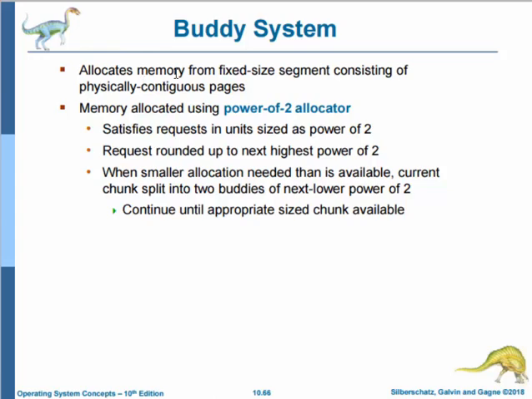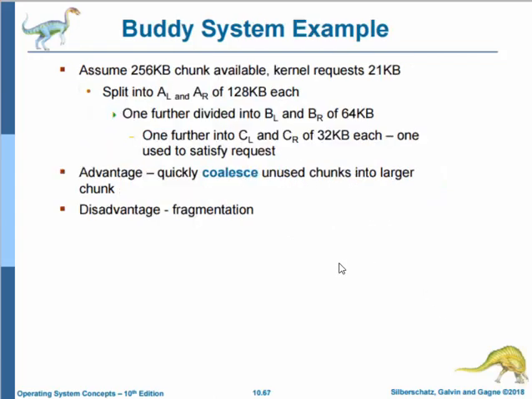In the buddy system, the kernel allocates memory from a fixed-size segment consisting of physically contiguous pages, wherein the memory is allocated using a power-of-2 allocator, which satisfies requests in units sized as a power of 2, and the request is rounded up to the next highest power of 2. When a smaller allocation is needed than is available, the current chunk is split into two buddies of the next lower power of 2, and this continues until an appropriately sized chunk is available.